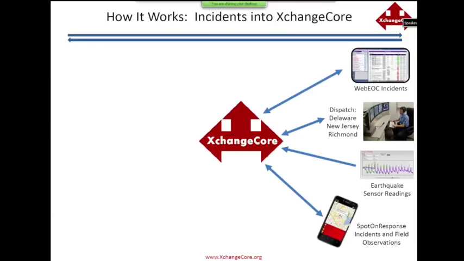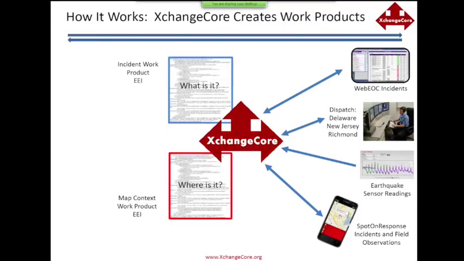When they do that, they get transformed from all those different formats that are out there into a NIEM, National Information Exchange Model, standard incident format. And what that allows us to do then is to share that standard format out with other people. What happens as soon as that incident comes in is that a couple of things are done. The first one is an incident work product is created. That answers the essential element of information, the EEI question, what is it? Absolutely fundamental beginning of everything that exists.